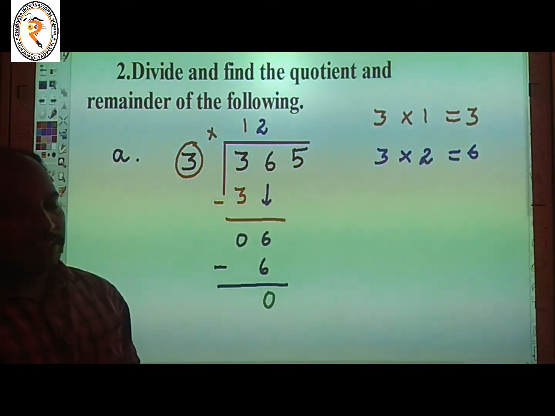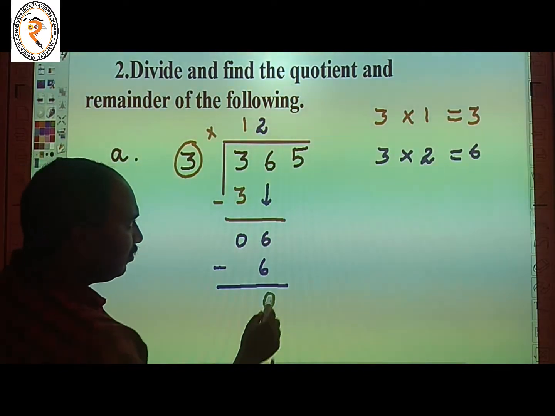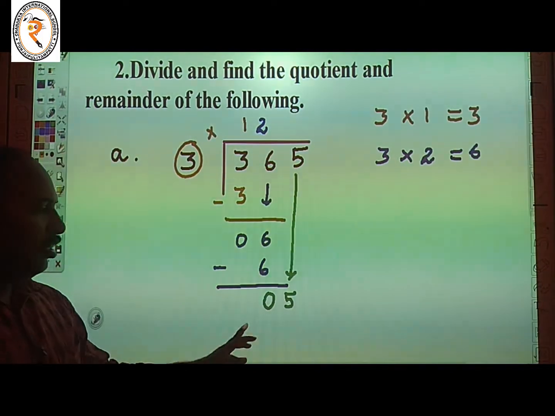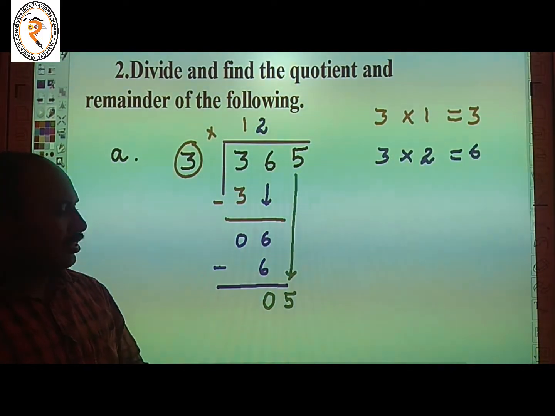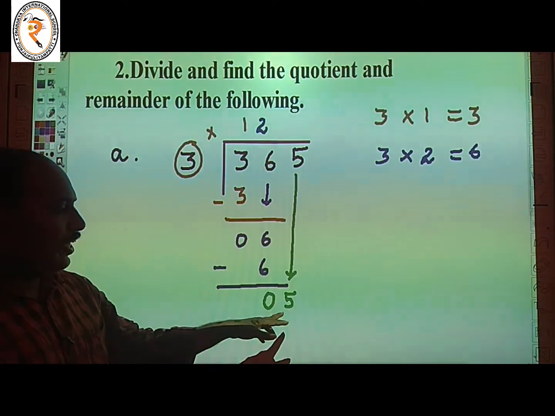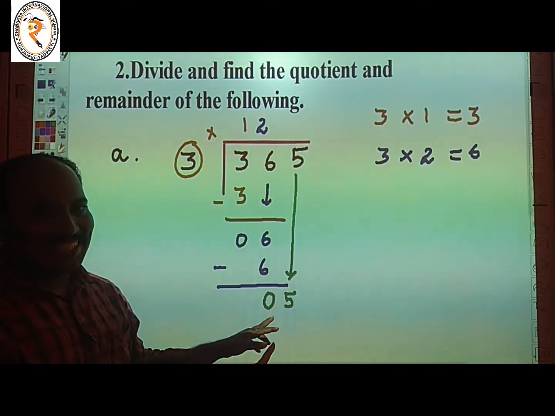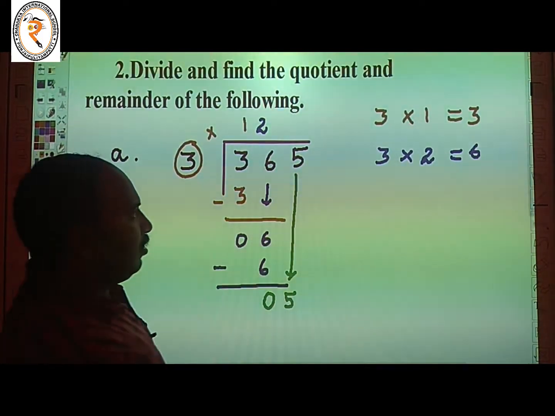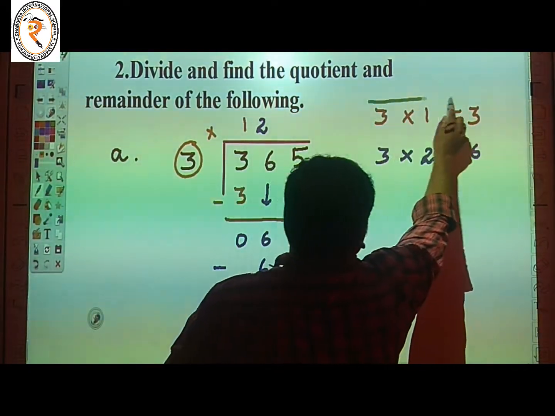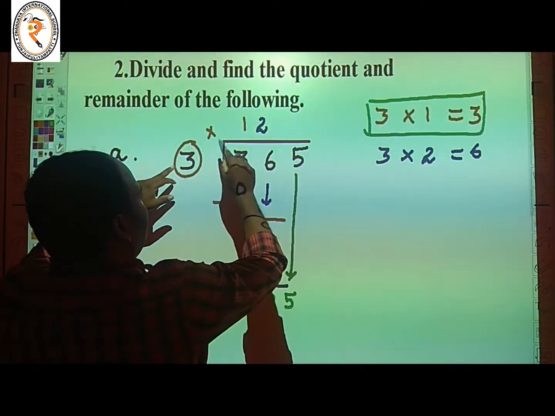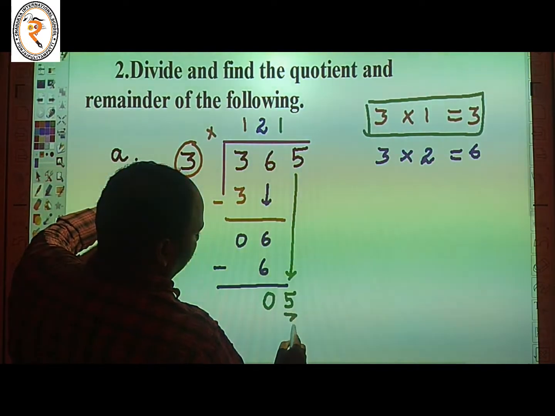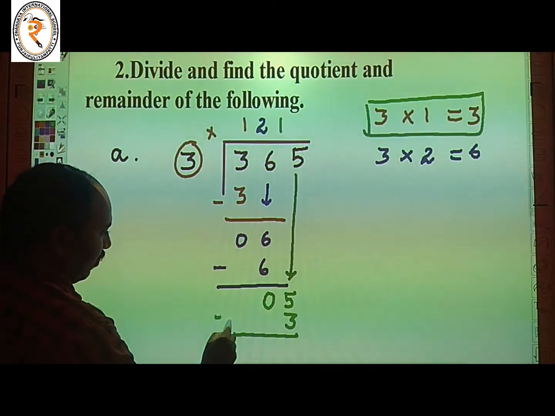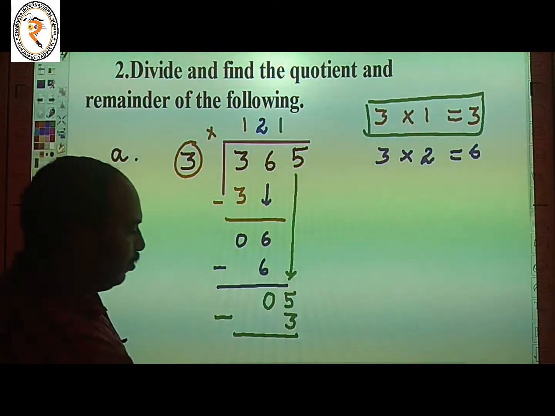Next we go to the ones place. Here the ones place has 5. So bring down the number 5, next to 0. 5 is the new dividend. 5 divided by 3. The number 5 is not exactly divisible by 3. So only one time. 3 into 1 is equal to 3. Next you want to subtract: 5 minus 3 is equal to 2.